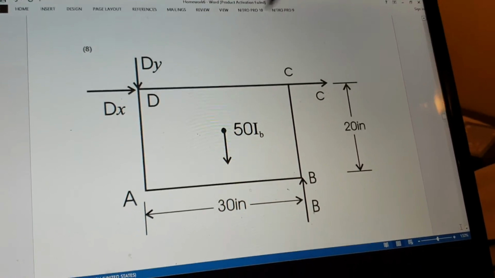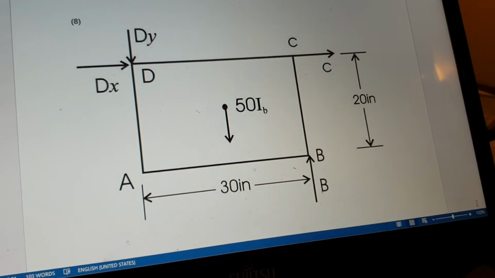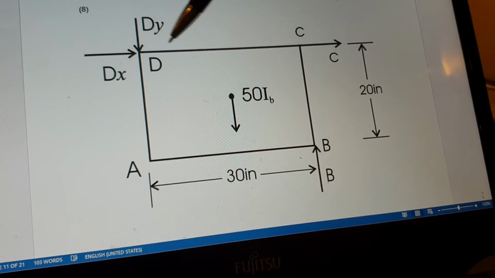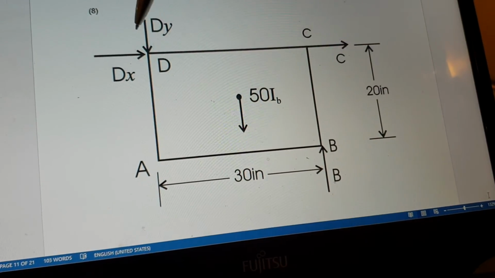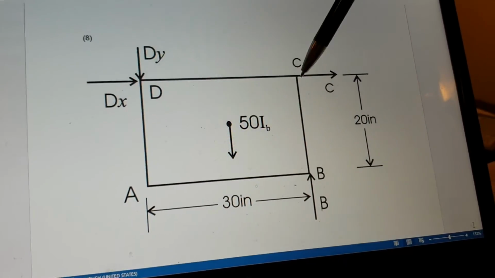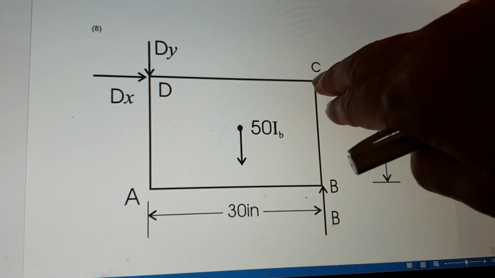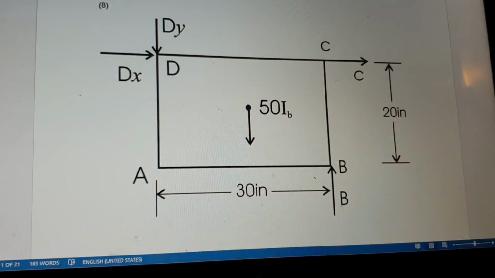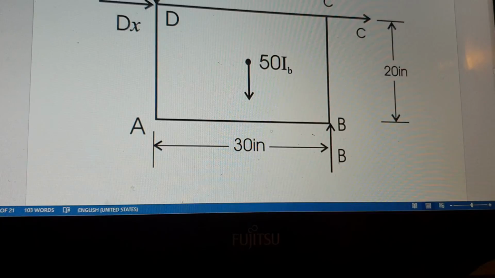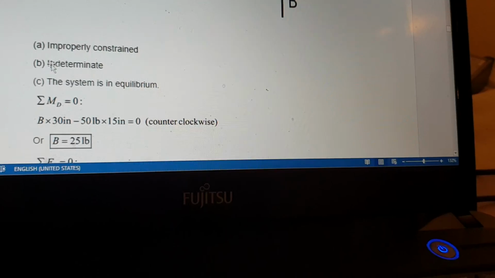Now, we could find summation of moment at D. This is going to be gone. You could find B, easy. And then once you find B, the other reaction in the y-axis is unknown. Summation of forces at the y, you could find Dy, knowing that this is the weight too. Now we have two x's. Summation of forces for the x, well, you could take moment at this point. You cannot find anything out of summation of forces of the x. So it is improperly constrained and indeterminate.